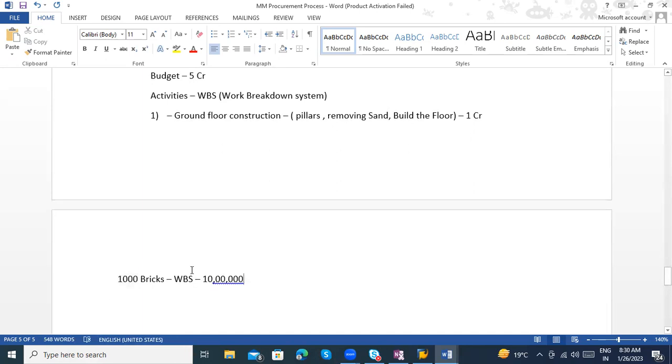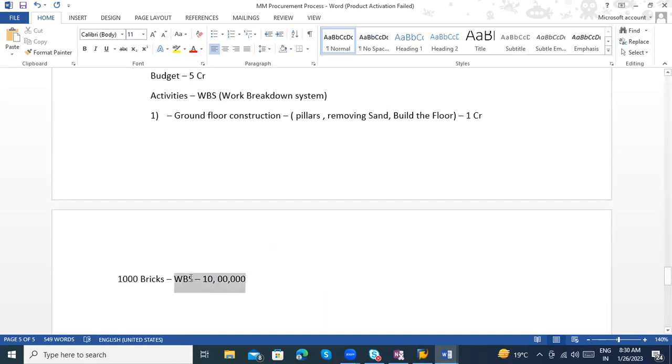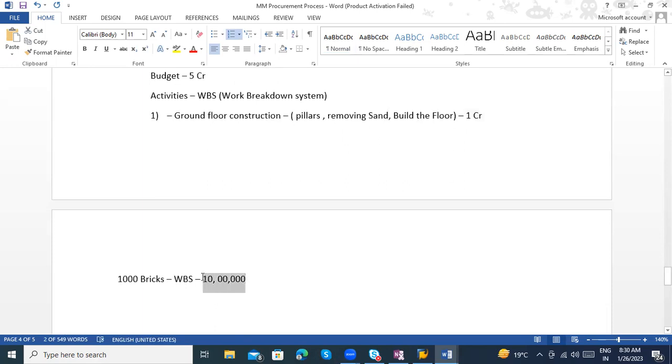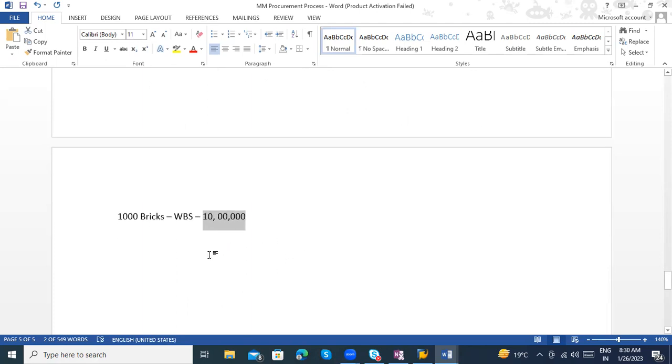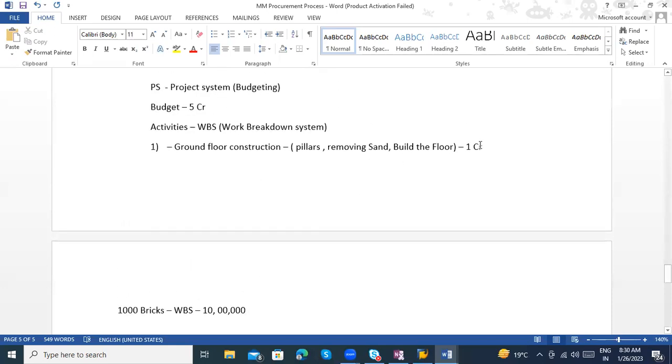In this case, when I spend 10 lakhs on these 1,000 bricks, out of 1 crore, 10 lakhs is already consumed, so the remaining is 90 lakhs. Then 80, 70, 60, 50, and so on as it goes. When it comes to zero and you plan to buy stock again for the ground floor, the system will not allow it, because the budget is already overcrossed.